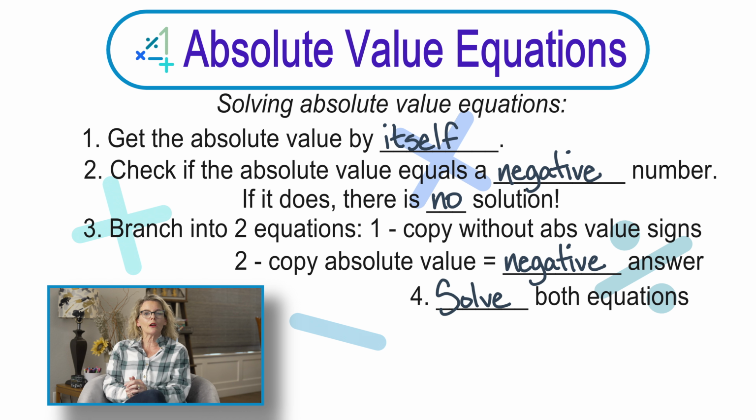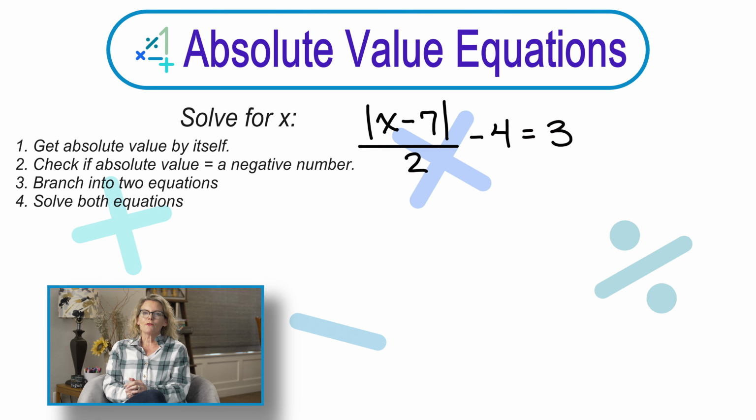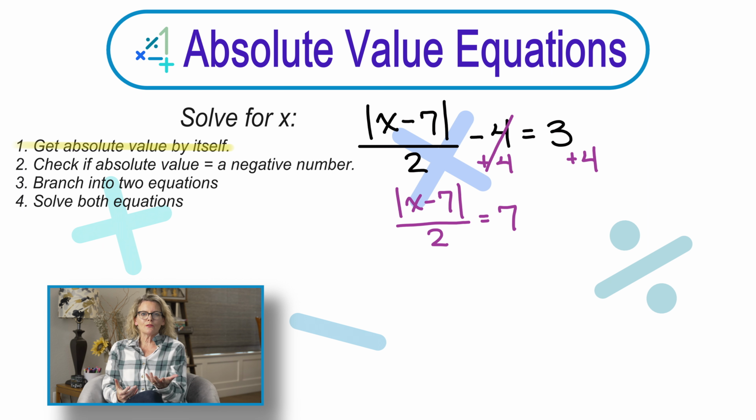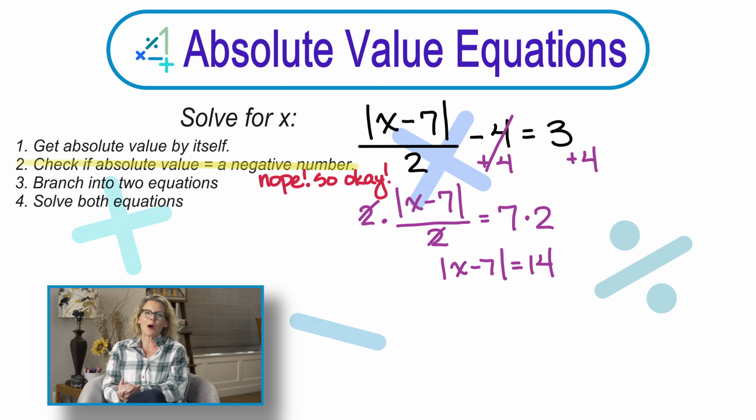Let's use these steps with our last example. Solve for x. The absolute value of x minus 7 over 2 minus 4 equals 3. Before we do the cool branching trick that I showed you, we need to get Mr. Absolute Value all by himself, which is step 1. I'll add 4 to both sides first. For the absolute value of x minus 7 over 2 equals 7. Now multiply by 2 on both sides for the absolute value of x minus 7 equals 14. For step 2, the absolute value equals 14, which is positive, so we have to keep going.